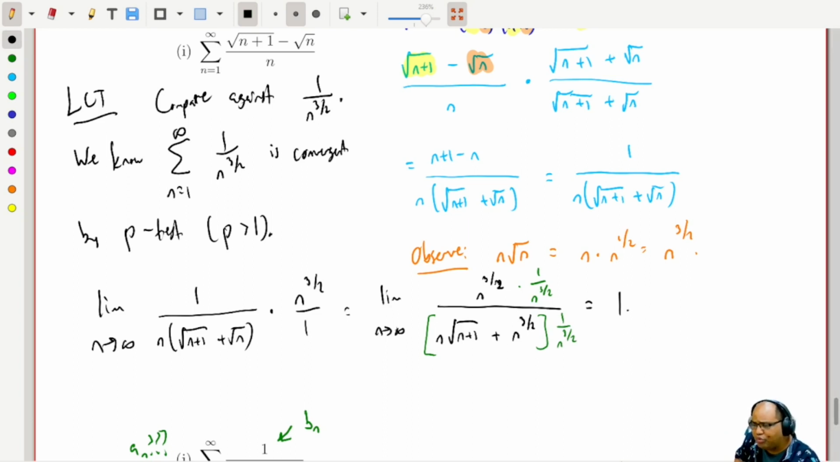Okay, that limit is 1. We know that the reference series is convergent, and therefore we claim this sum is convergent by the limit comparison test. Okay, so this one we have to do a little bit of priming just to get this into a form that is manageable. And now we'll go and finish this off with the last problem.